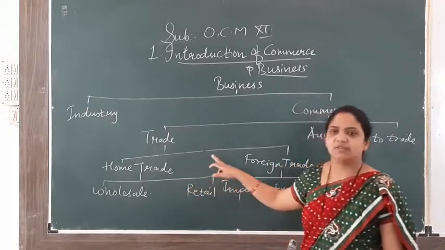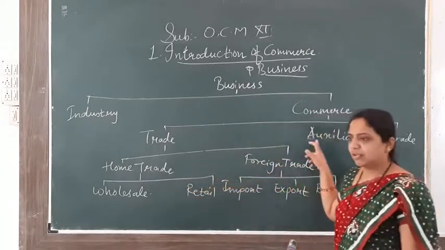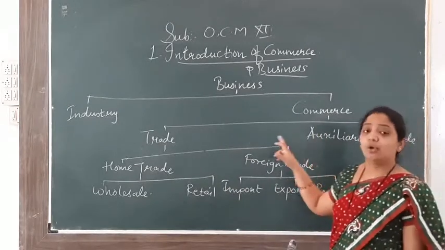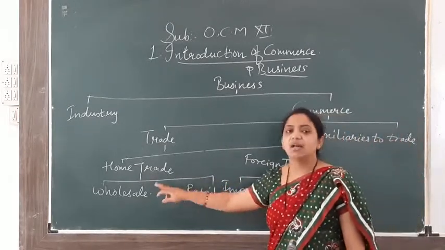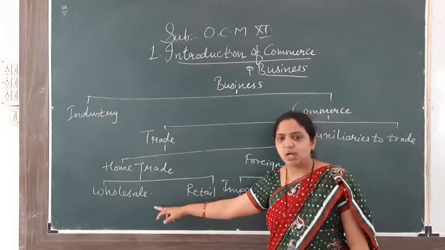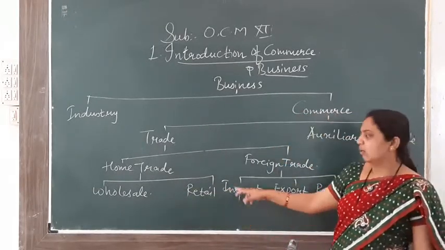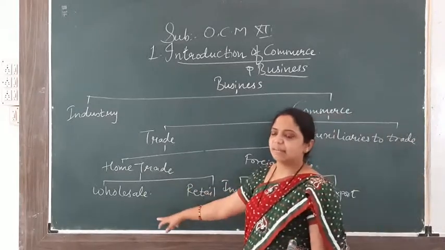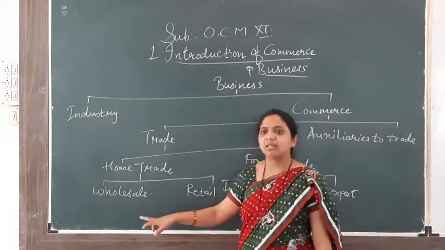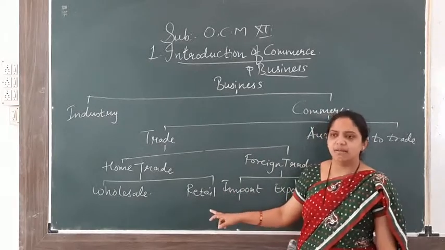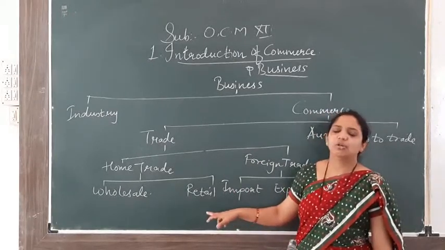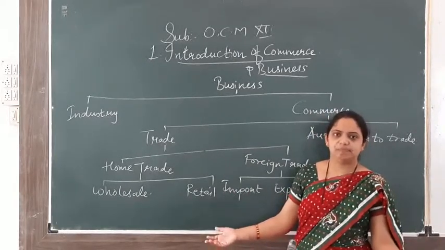Home trade, which is done within the boundaries, and foreign trade, which is done outside the boundary. Home trade is divided into two parts. Wholesale trade is done by the wholesaler. Retail trade is done by the retailer. The wholesaler is a connecting link between the producer and the retailer. The retailer is a connecting link between the wholesaler and the common consumer like us.